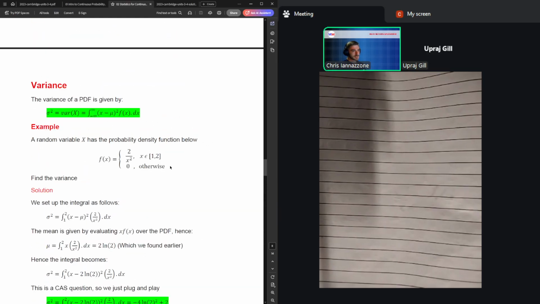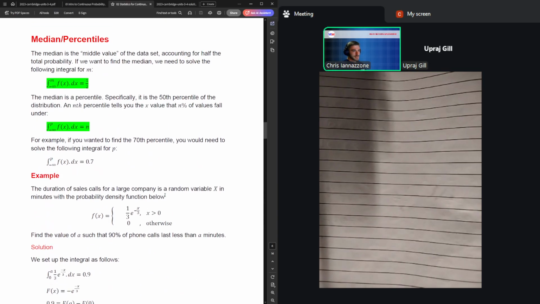Oh, right, I skipped over median. So this is the new one that gets introduced in continuous. Well, new as far as methods is concerned anyway. General does a fair bit of this sort of stuff. So median is referred to as a special kind of percentile.